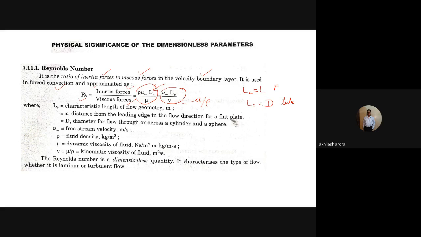Okay, so I can write it here. For a flat plate, Lc is equal to L, and for a tube, Lc is equal to D. Other things are already known to you: u infinity is the free stream velocity, rho is density, mu is dynamic viscosity, and nu is kinematic viscosity. One important thing is that it characterizes the type of flow, whether it is laminar or turbulent. So Reynolds number is used for that particular case.